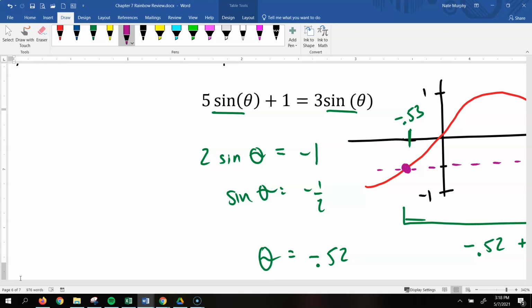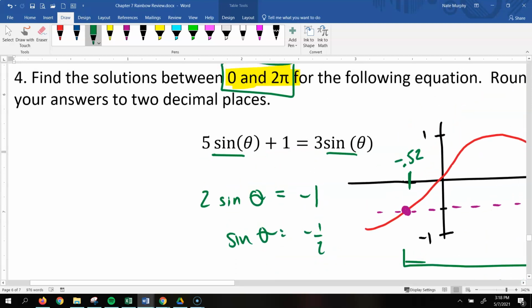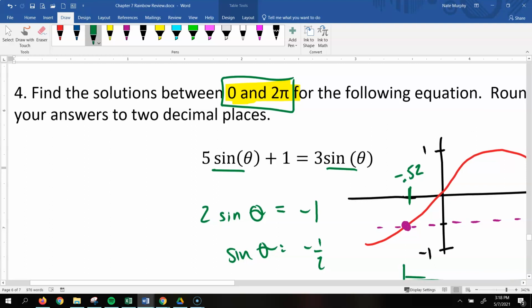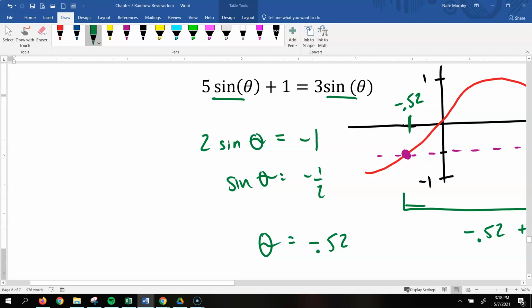Now this one we're dealing with radians. If I take the inverse sine of both sides, we get theta is negative 0.52. But there's a problem there. Our solutions are supposed to be between 0 and 2 pi, but negative 0.52 is not within those solutions. See right there, it says find all solutions between 0 and 2 pi. But negative 0.52 is not within that region. Now, it's not wrong, it's just not in the restriction that we're looking for.